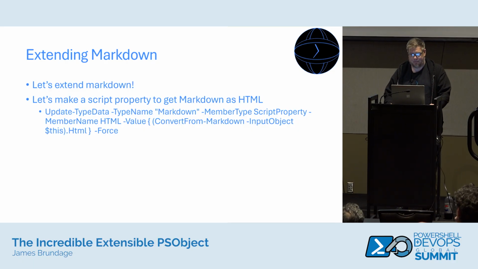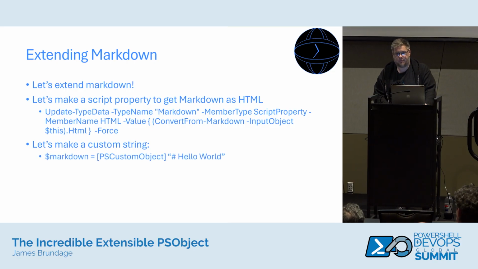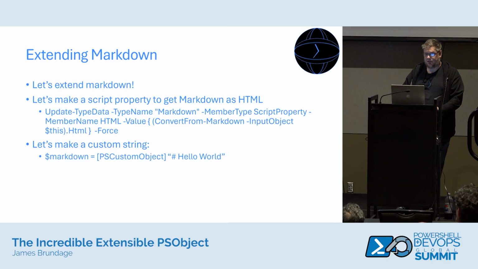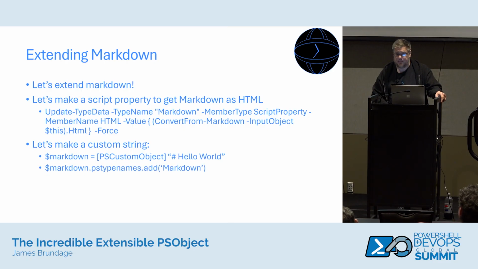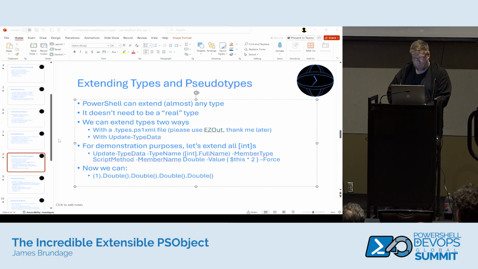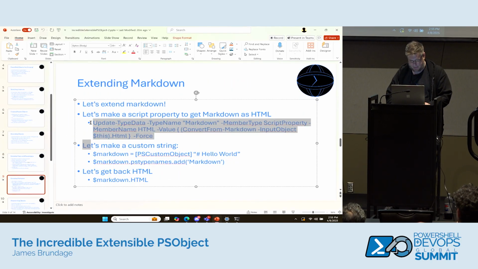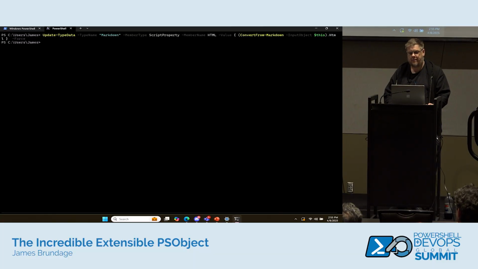Markdown is not a proper type. There is no .NET class named Markdown. Then I'm going to make a custom string, and I have to actually cast it to a PSCustomObject here. Otherwise, things get ornery. And I'm going to add PSTypeNames Markdown, and then I'll get back the HTML. Everybody clear on what this next demo is going to be? Cool. Now for the copy and paste portion. Clear my screen again. Cool. Added my definition of Markdown.